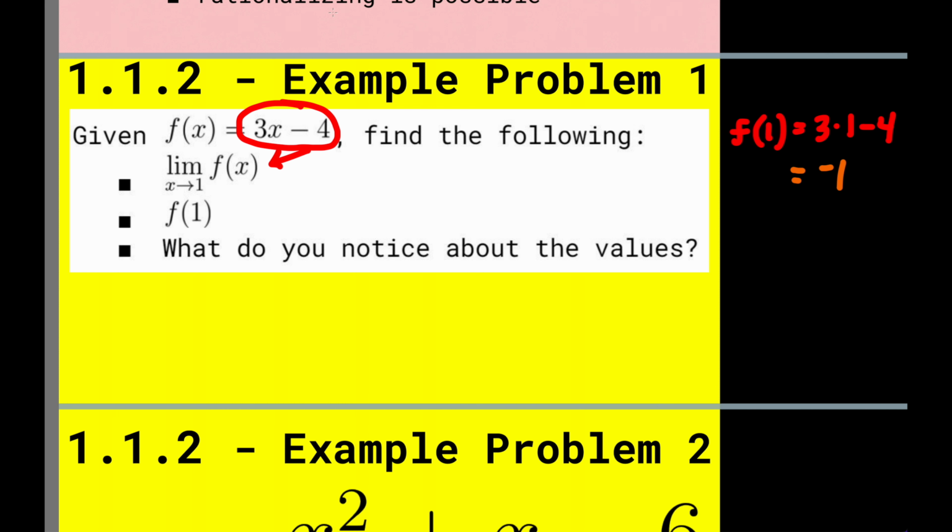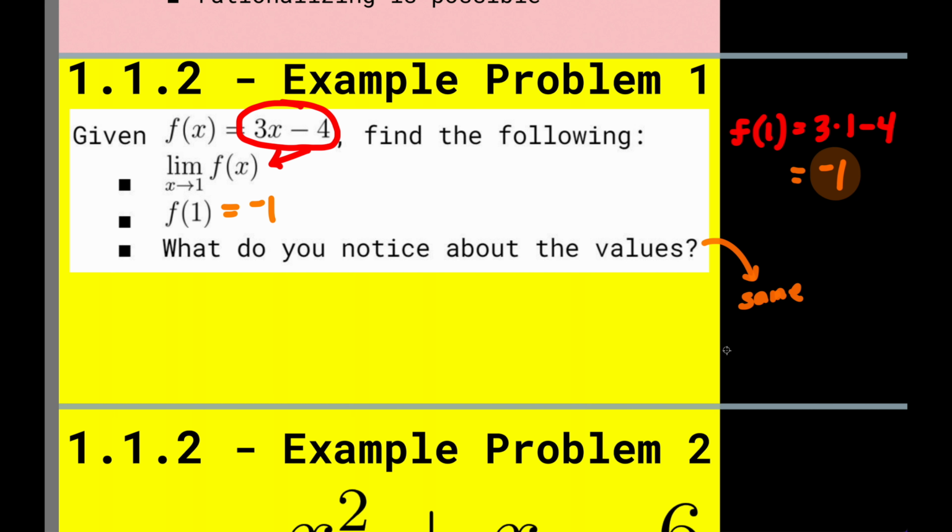Now, if you look at this right here, you can also do direct substitution, and you still get the same answer that we would have gotten if we did it graphically or numerically. Okay, and that's the main thing that this wants to show here, that f of 1 is equal to -1. It says, what do you notice? You should notice that the values are the same. And this shows the power of direct substitution.